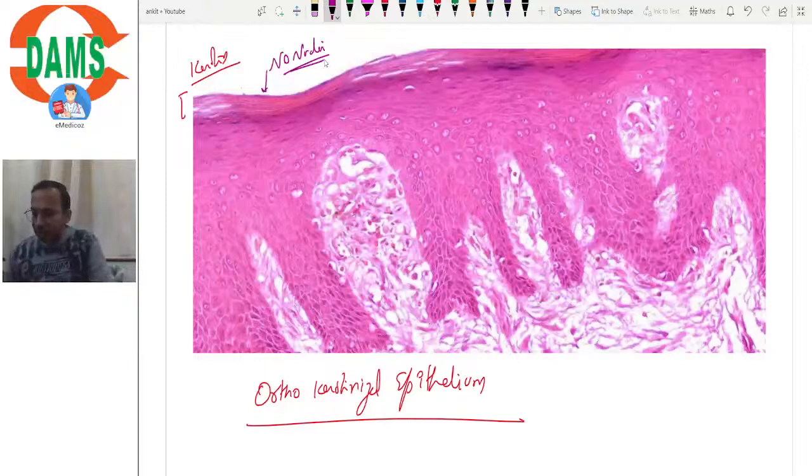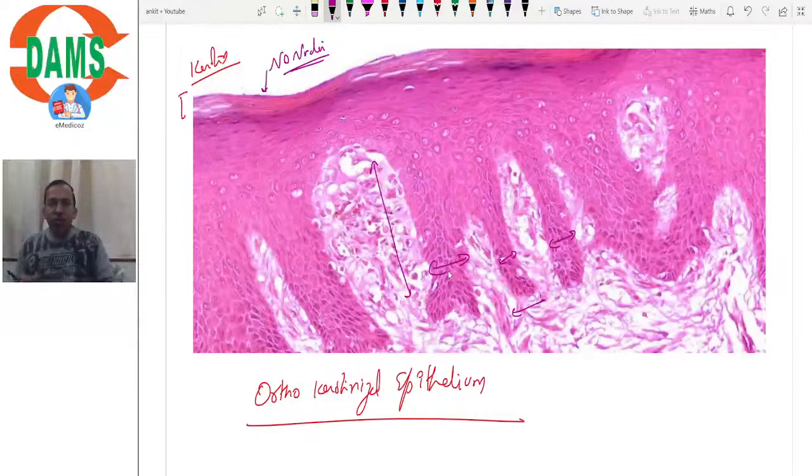So in orthokeratinized epithelium, you would notice that the rete ridges, they are long and they are thin, isn't it? All the rete ridges, they are thin. So long and thin rete ridges are seen in masticatory mucosa, whereas short and thick rete ridges are seen in lining mucosa or non-keratinized mucosa.